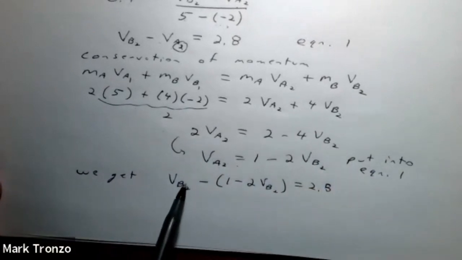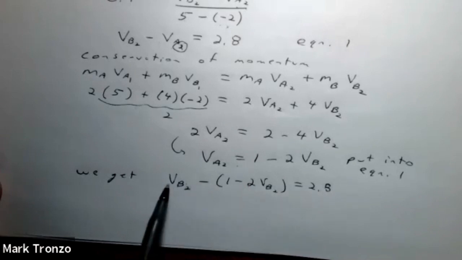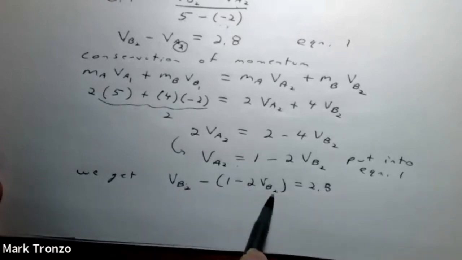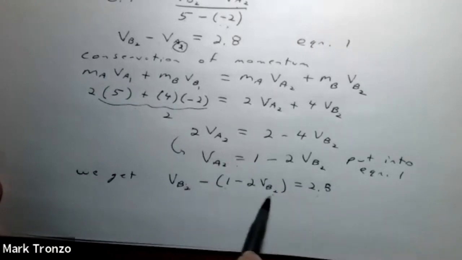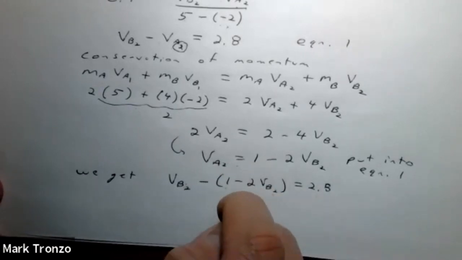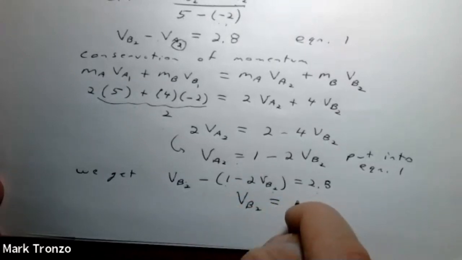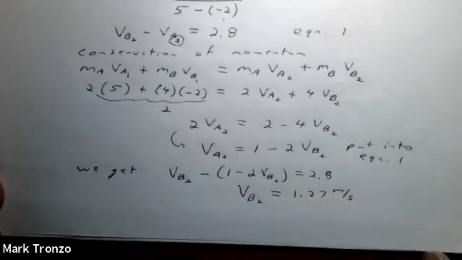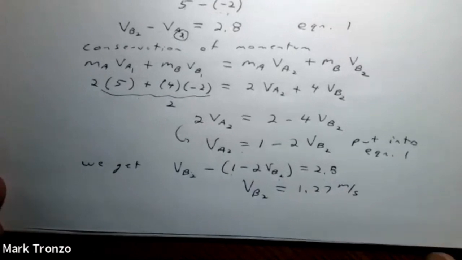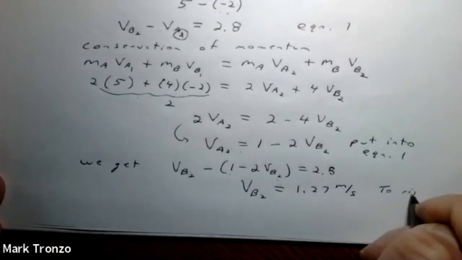And so we end up having, this will be a positive 2VB2, 3. So that's going to be 3VB2 minus 1 equals 2.8. And if we divide both sides by 3, we'll get VB2 equal to 1.27 meters per second. And since it's positive, that'd be to the right.